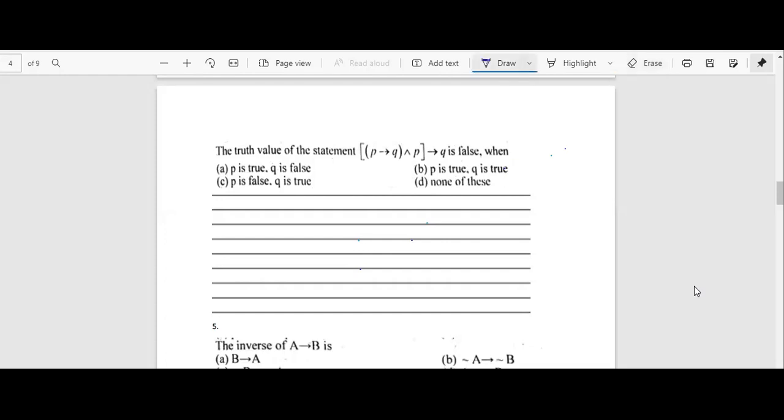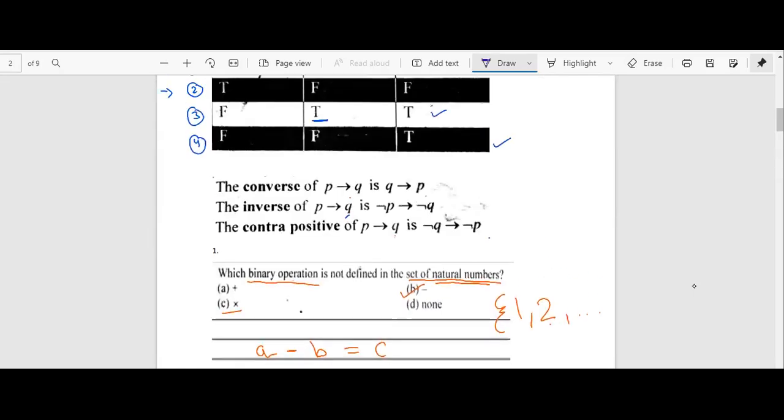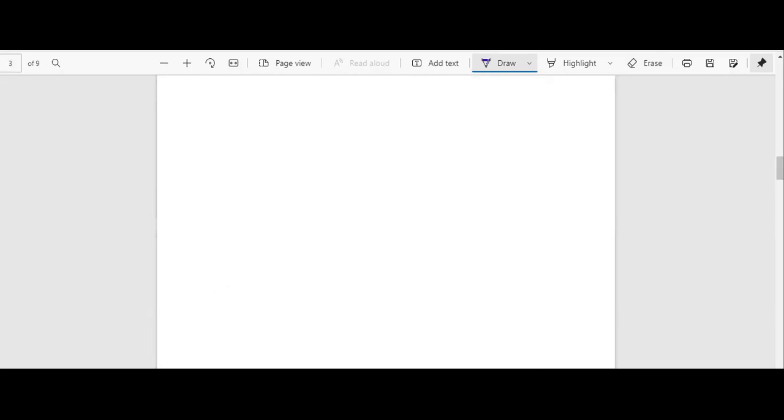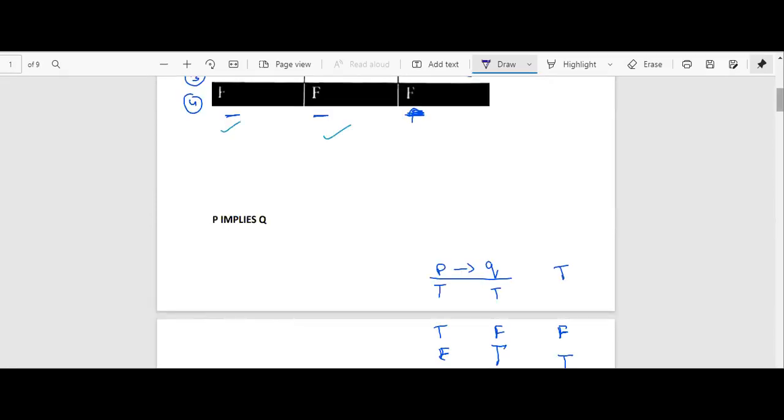Okay, now the question is, the truth value of this statement is false when. All right, now obviously we will be using multiple tables, right? So first of all, since the main sign is implies, let's quickly go to the imply table and see when this can be false. Okay, I did not read the question. Let me read the question first. The truth value of this statement is false when. Now we need to see when the implied statement is false in the table. So we need the imply table.